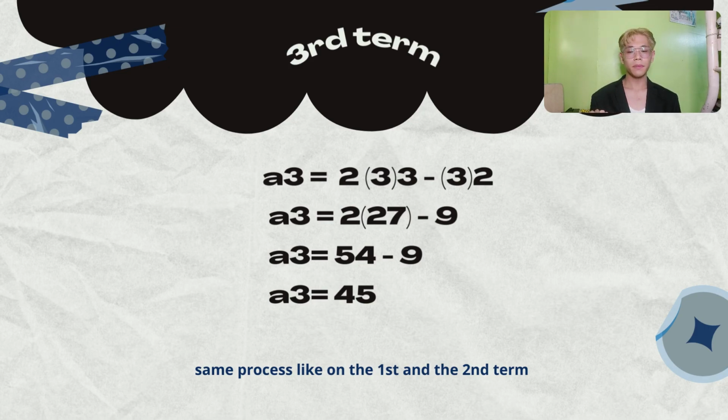third term, which is a3 is equals to 2 times 3 raised to the third power minus 3 raised to the second power. And again, we will multiply, and a3 is equals to 54 minus 9. And the final answer will be a3 is equals to 45, and that will be the final answer for the third term.